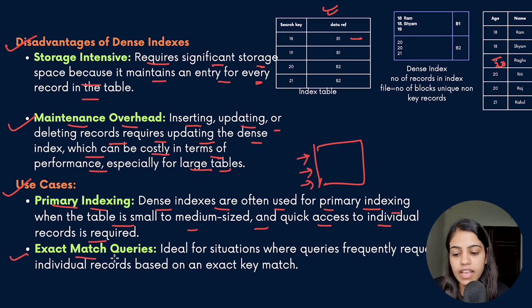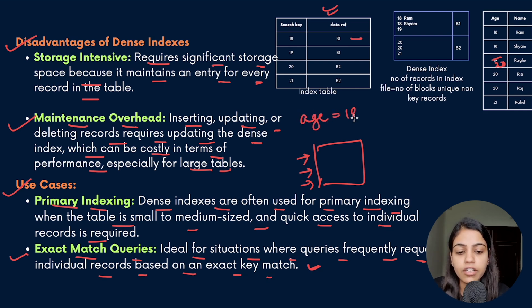Now the second one is exact matching queries. It is ideal for situations where queries frequently request individual records based on an exact key match, for example, fetching the details of a person whose age is equal to 18. Whenever we were using a sparse index, we used to provide the first element of the block, so we needed to search for the particular block where the exact entry could be. But in a dense index, we can find the exact entry or exact record in the dense search key itself, so we can find the exact record very easily.